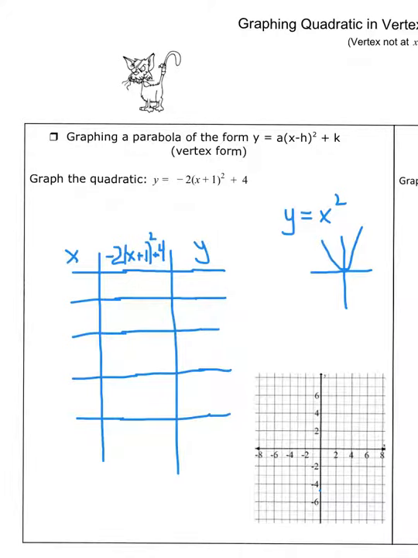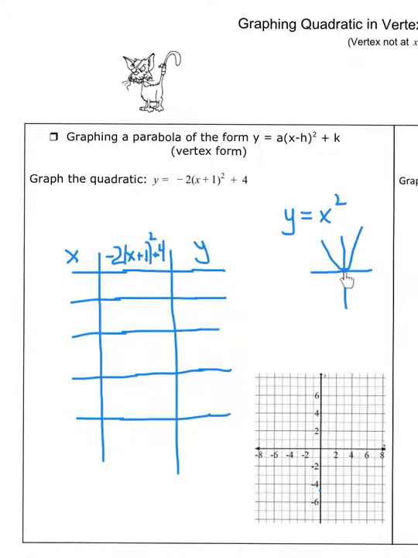So the way we're going to do that is think about why we use 0 for this all the time. And the basic reason is that the vertex is the lowest point. And so we were trying to find out what would make this value of y the lowest. What could I square that would give me the lowest possible number?